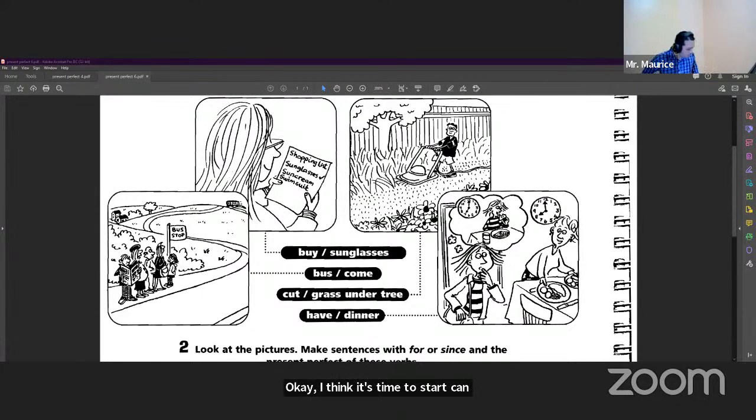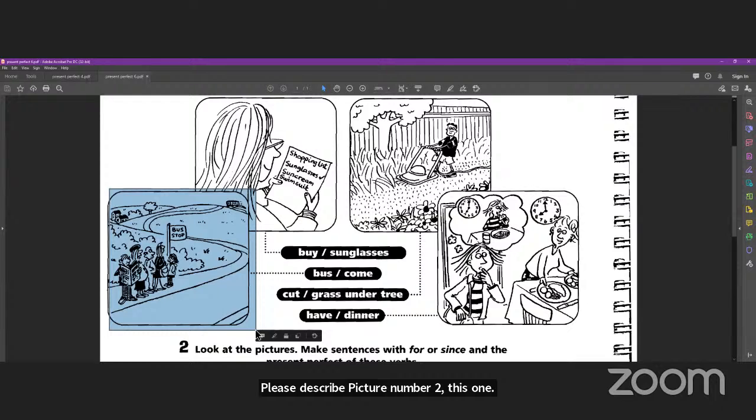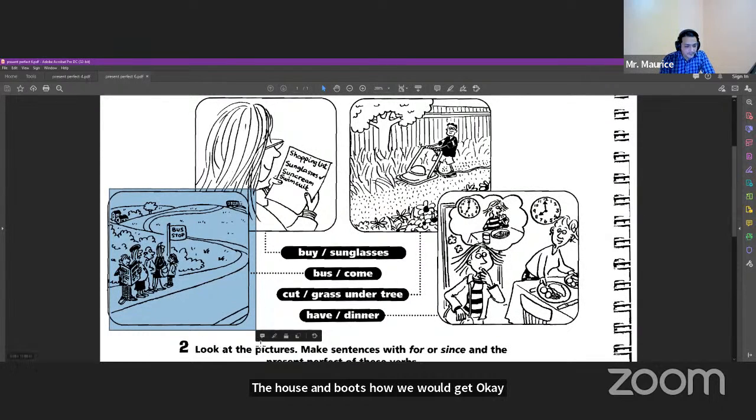Kenya Avila, could you please help me with the picture number 2? Please describe picture number 2. This one. There hasn't bus arrived yet. Okay. But hold on a minute. Now it's Kenya's time. Kenya, can you hear me? No? No. Okay, no problem. Let me pick up another one.